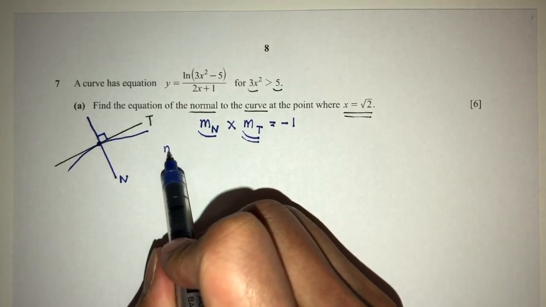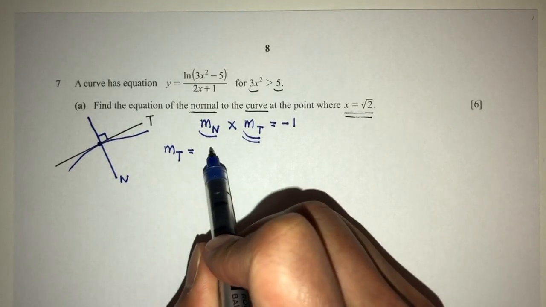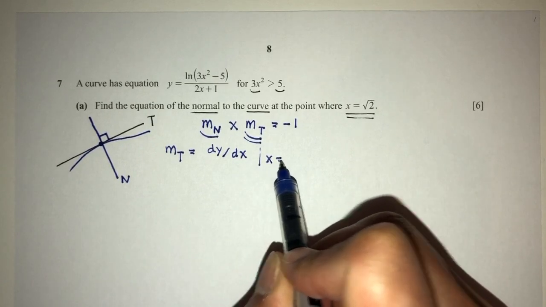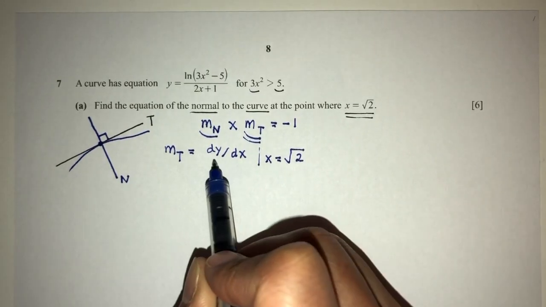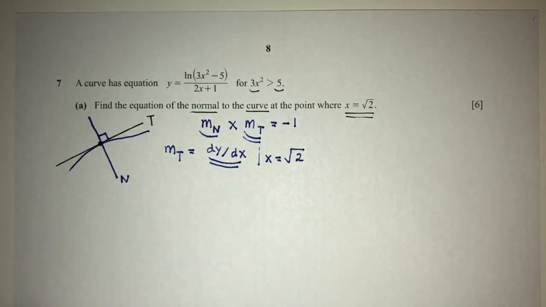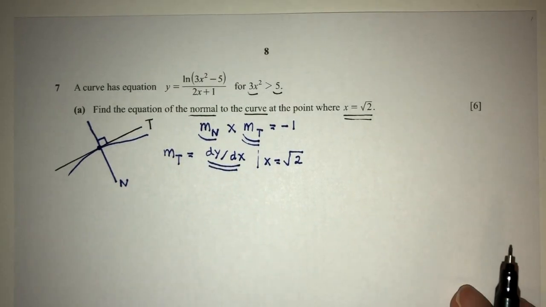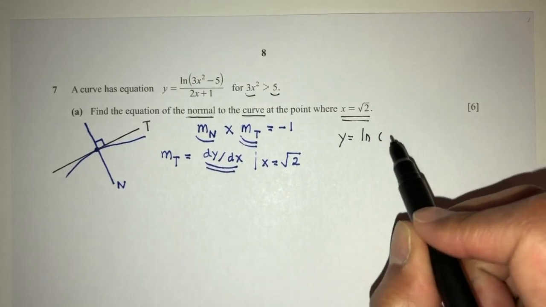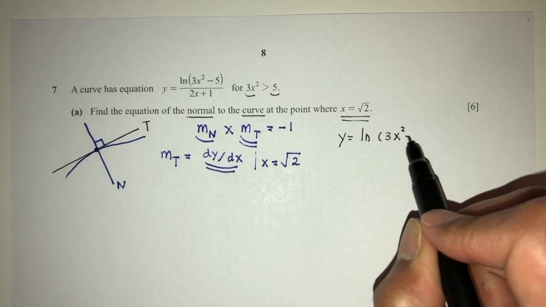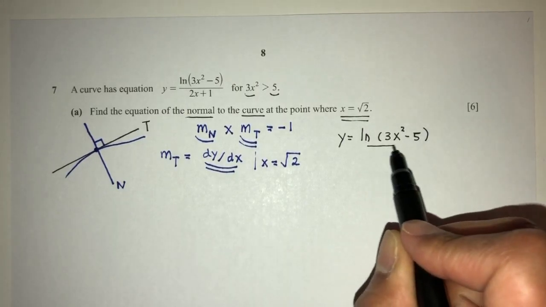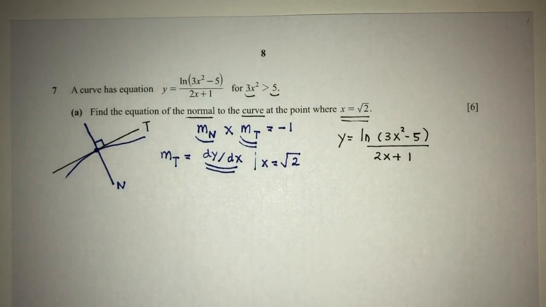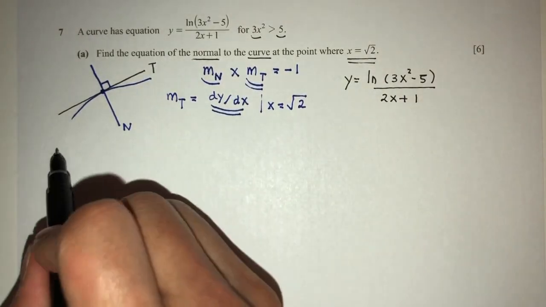So what is the gradient of the tangent? It is simply dy by dx at the point where x equals root 2. So you have to first find dy by dx. That's the idea. So let's see. Here we have y equal to ln of (3x squared minus 5) over (2x plus 1). As you can see, this one is a fraction, so you will have to use your quotient rule. Okay, so let's do that.